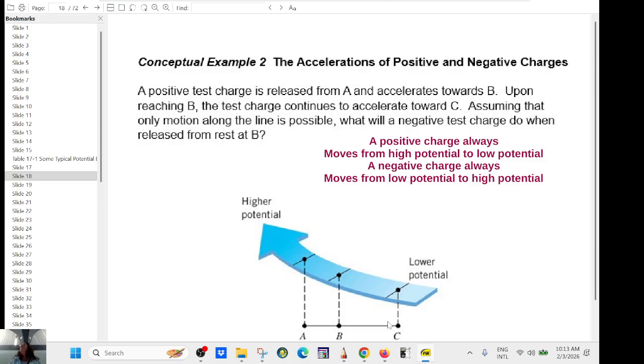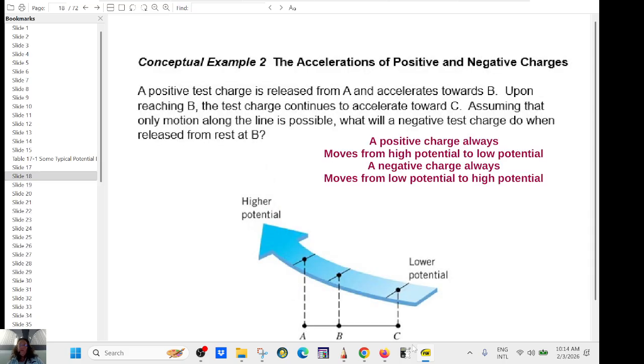A negative charge will do the opposite. A negative charge wants to go from low potential to high potential. Because imagine, high potential means positive, and positive and positive repel. So a positive charge wants to go downstream, and a negative charge wants to go upstream because it has a critical mind. Whatever you say, it wants to do the opposite. Okay?